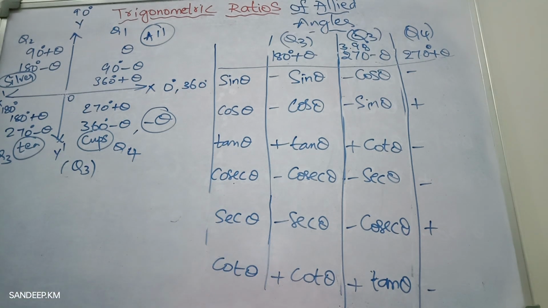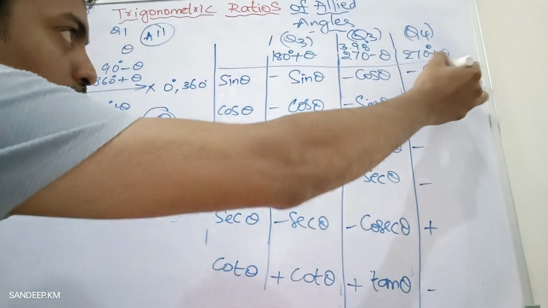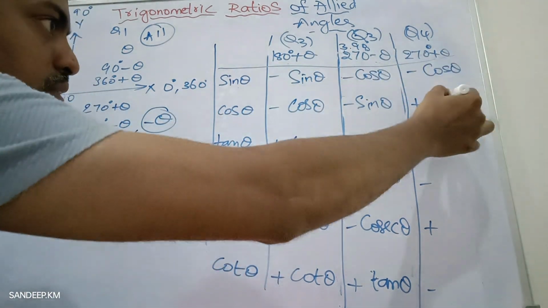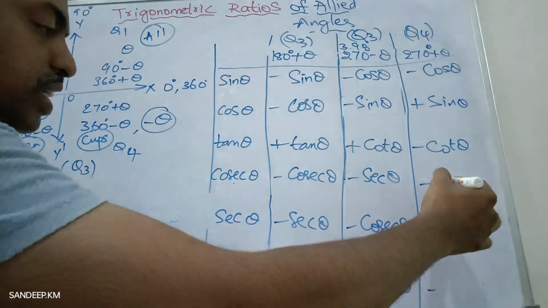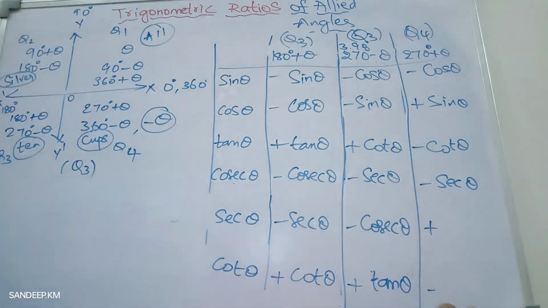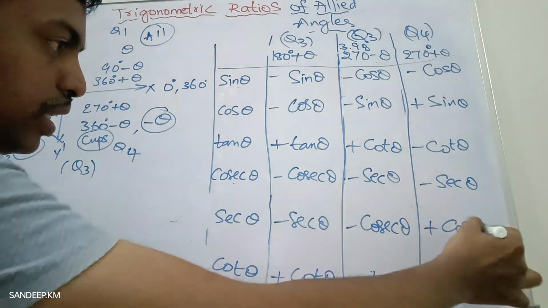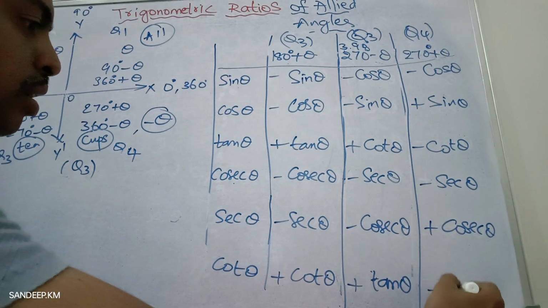Next, 270 degrees is 3 into 90, an odd multiple of 90. So we have a change. So sin theta becomes cos theta, and cos theta becomes sin theta. Tan theta becomes cot theta, and cosec theta becomes sec theta. Sec theta becomes cosec theta, and cot theta becomes tan theta.